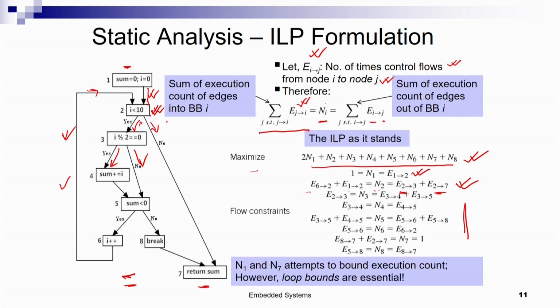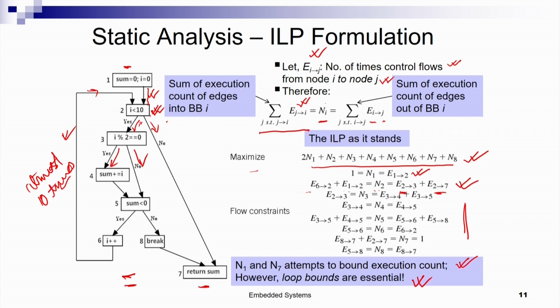Now, N1 and N7 attempt to bound the execution count, however, loop bounds are essential. Now, how can we obtain loop bounds? If we look at this, we will see that if I is less than 10, we take this one, otherwise we go outside the loop. So, we get inside the loop only when I is less than 10 and I starts with 0. Therefore, this loop can be executed at most 10 times.